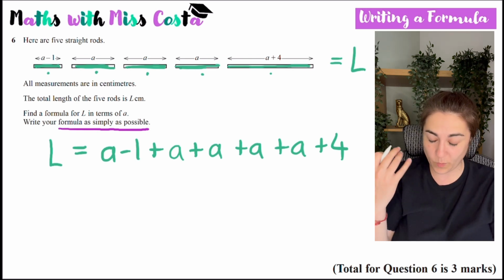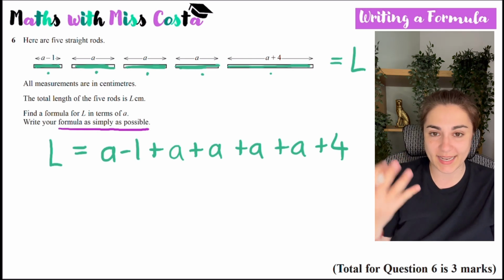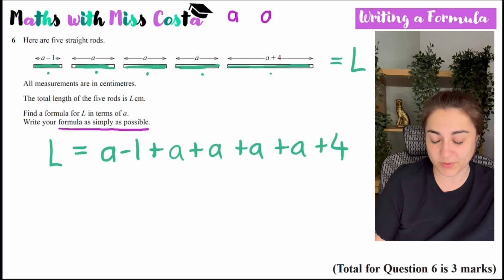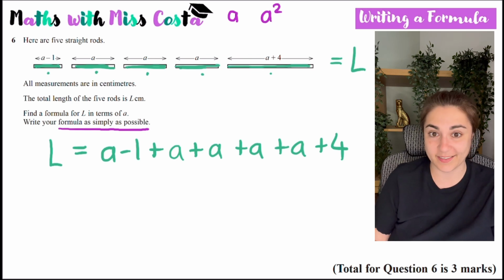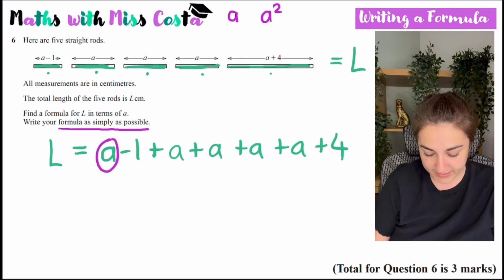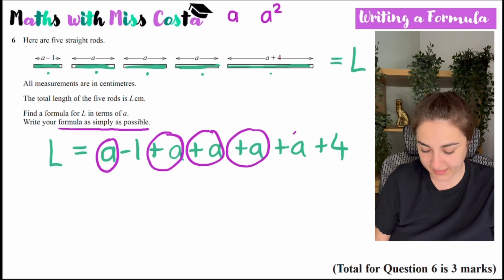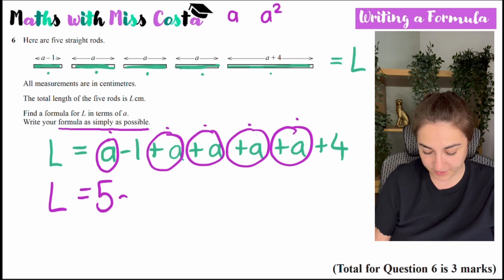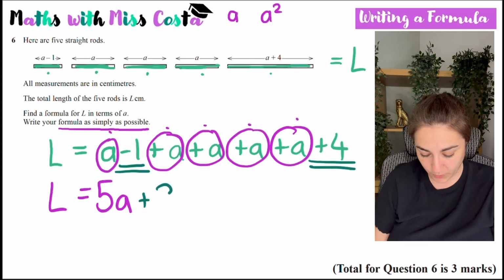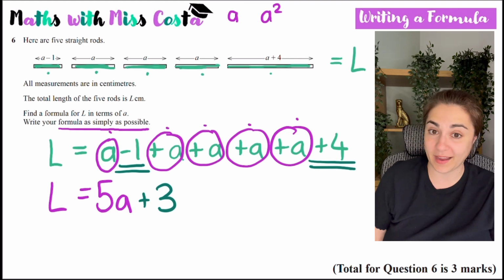Whenever I am simplifying terms or collecting like terms, I look for all of the letters that are the same letter and also the same power. Then I can collect them. You can imagine it like a sieve, and all of the A's fall through, and you can just count up how many you have. So you've got A plus A plus A plus A plus A, so that's 1, 2, 3, 4, 5 A's in total. And then you've got minus 1 plus 4, or you could say 4 minus 1, which is positive 3. So that would be how you'd write your formula and how you would simplify it.